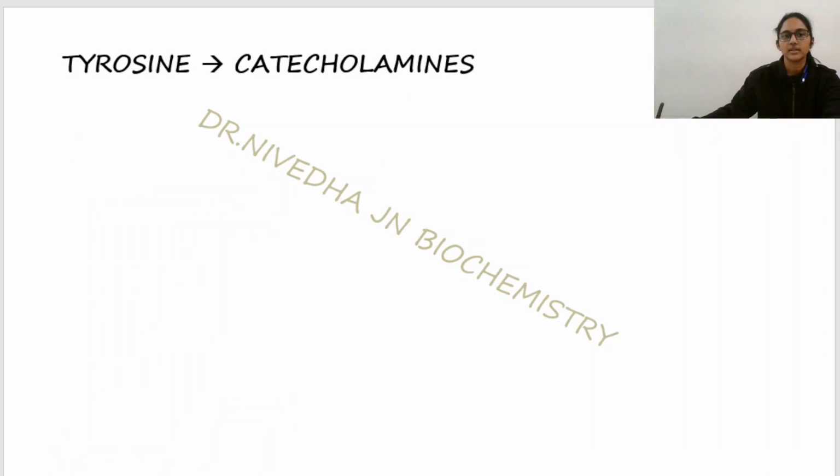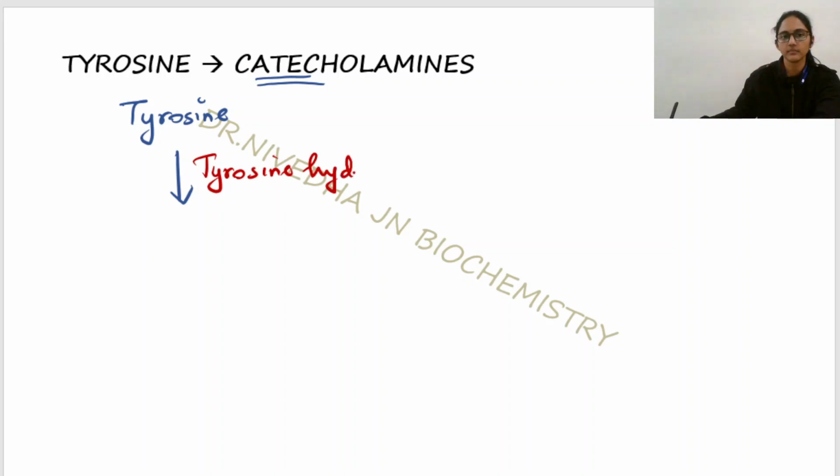Now let's talk about tyrosine getting converted to catecholamine. So one more special product of tyrosine is catecholamine. So which is the first enzyme? Which is the first enzyme tyrosine gets acted upon by? Tyrosine gets acted upon by tyrosine hydroxylase. Yes, tyrosine hydroxylase. So when it is acted upon by tyrosine hydroxylase, what does it form? It forms dihydroxyphenylalanine. Yes, dihydroxyphenylalanine, DOPA.